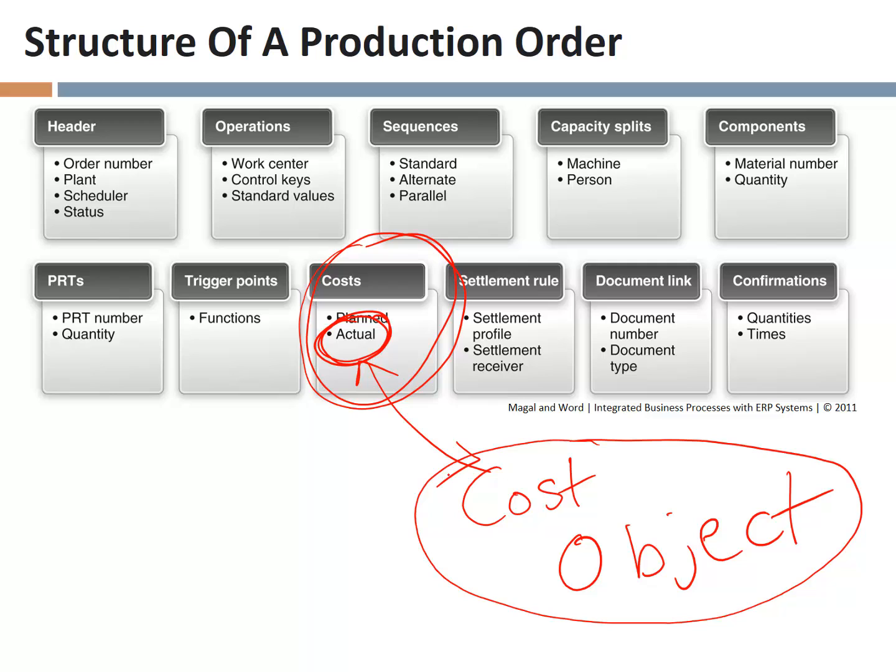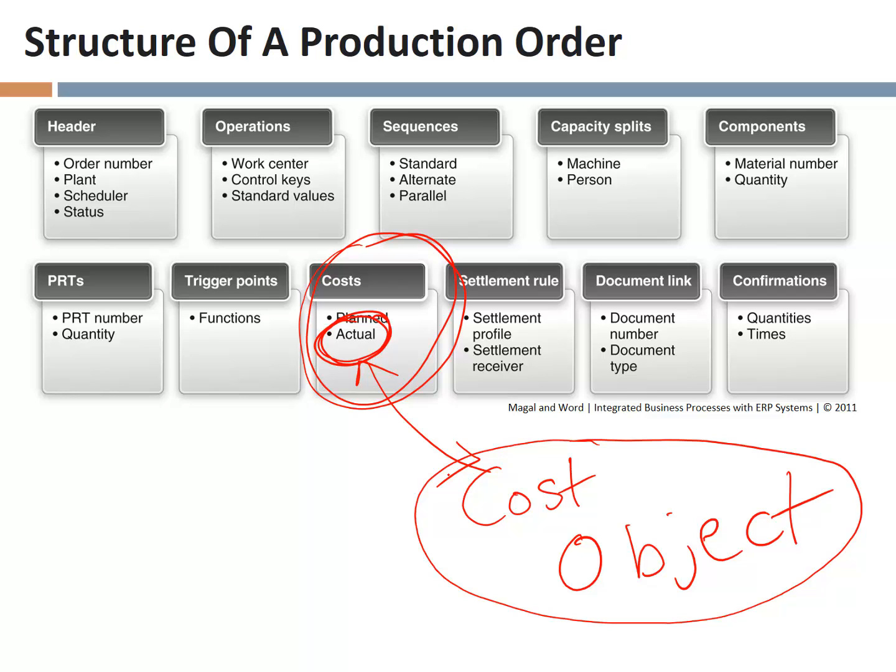As we do work on this particular production run, all of our worker times, the cost of those workers, all of the materials that they used, all of that information is going to be accumulated on this production order until we get to the end. And at the end, we are going to settle this production order.